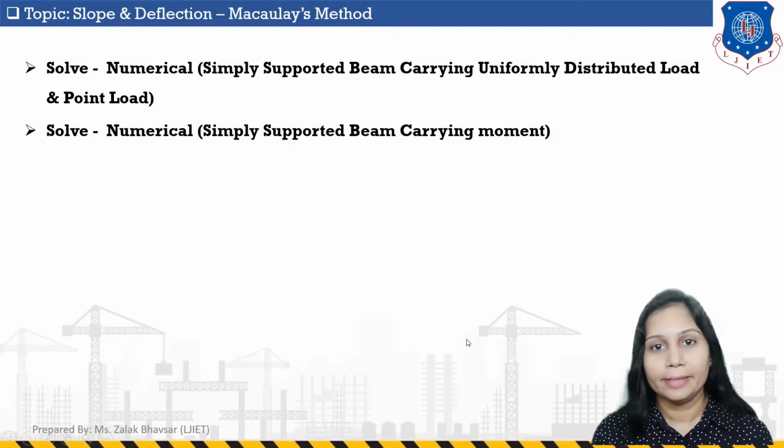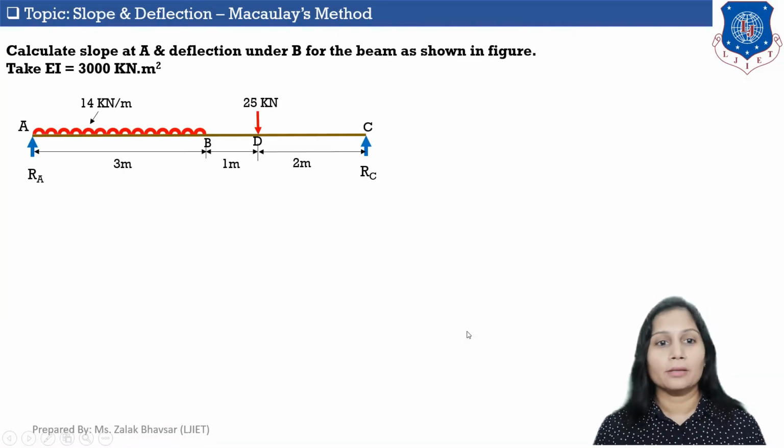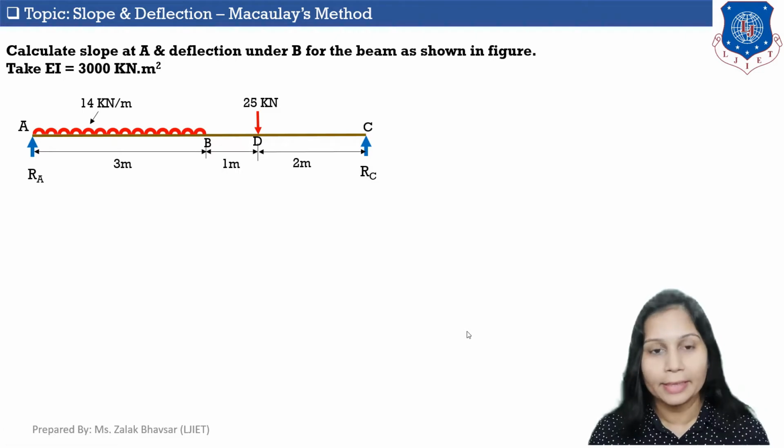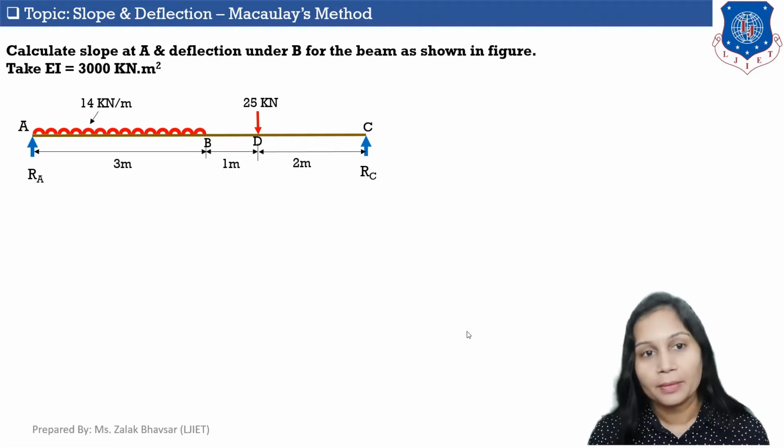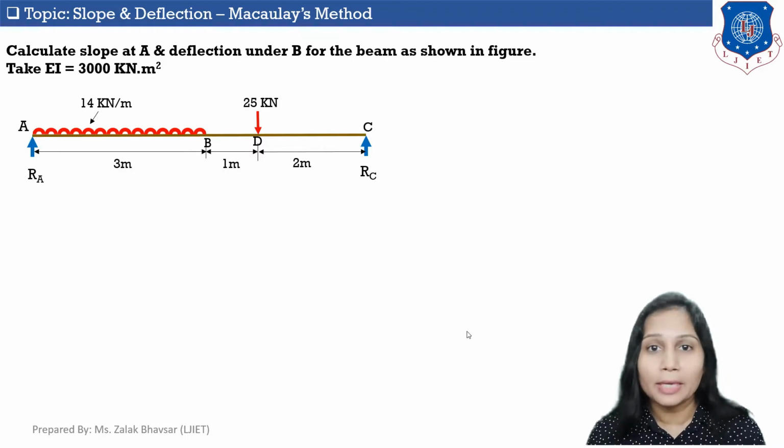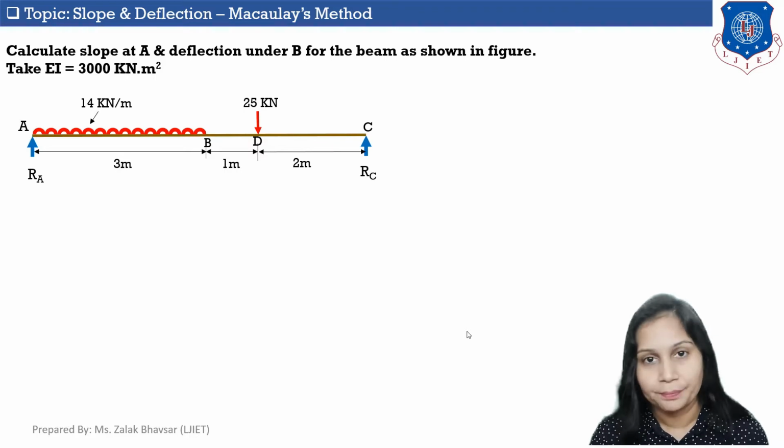Now let's read data first. So we need to calculate slope at point A and deflection under point B for the beam given in a figure. And we need to take value of EI is equal to 3000 kilonewton into meter square.